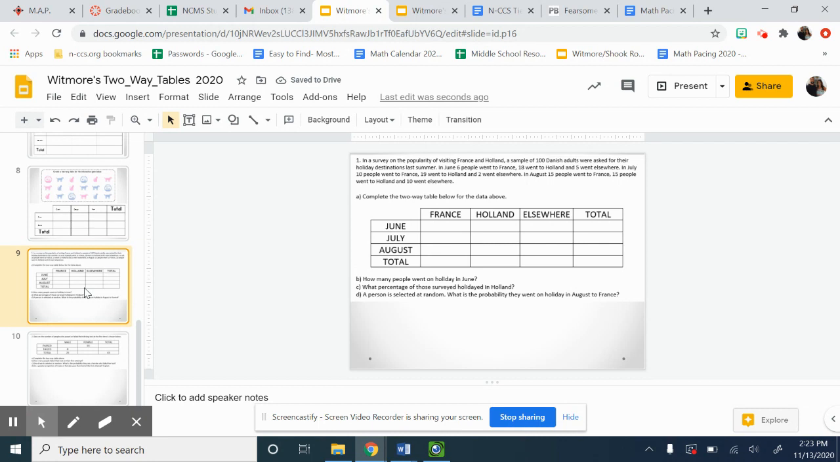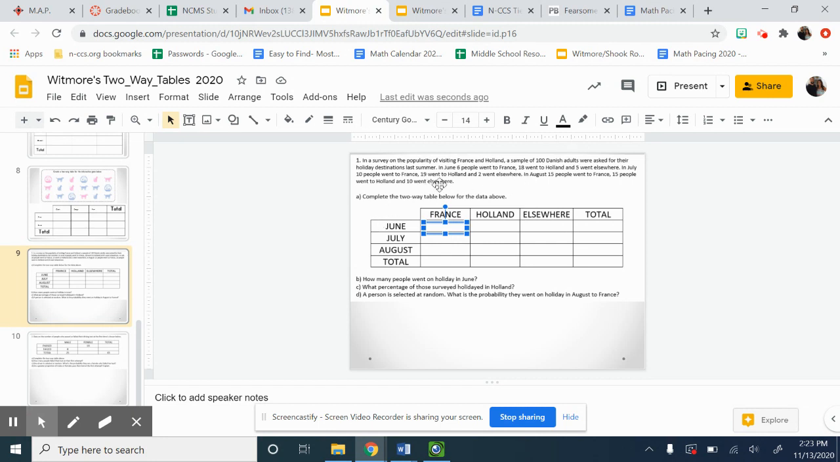All right, so this one, it says, in a survey on the population of visiting France and Holland, a sample of 100 Danish adults were asked for their holiday destinations last summer. In June, 6 people went to France, 18 went to Holland, and 5 went elsewhere. In July, 10 people went to France, 19 went to Holland, and 2 went elsewhere. In August, 15 people went to France, 15 people went to Holland, and 10 went elsewhere. So the first thing we need to do is figure out what information goes in this table.